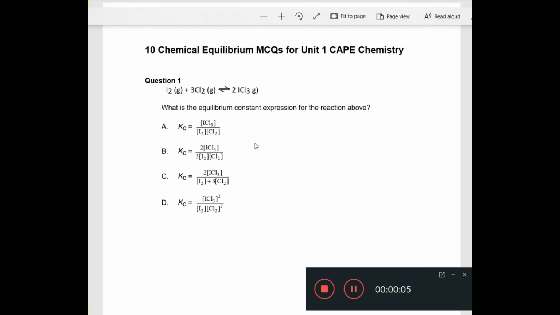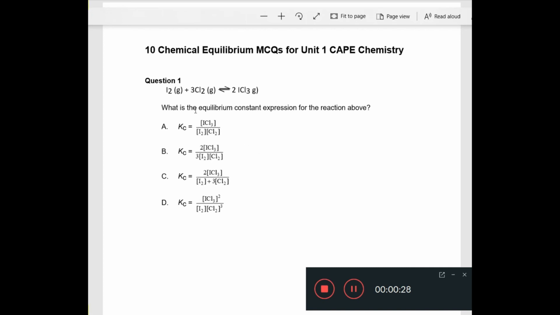Today we are going to look at cracking chemical equilibrium. So we're going to review chemical equilibrium using 10 multiple choice questions that you are likely to get on the Unit 1 CAPE examination. Let's go. Alright, so you're looking at question 1.